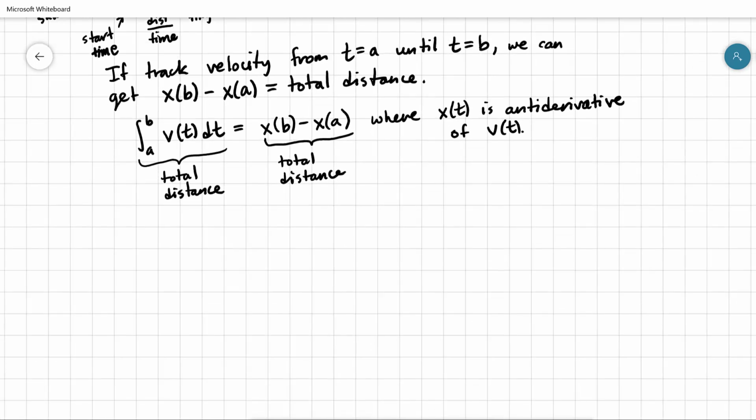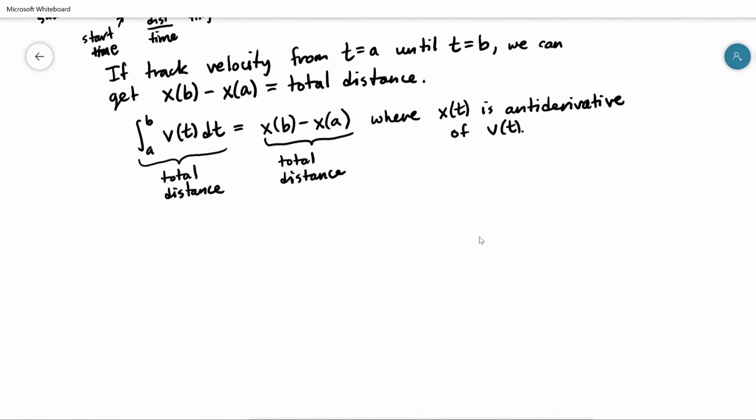Okay, hopefully this makes sense. This is the computer keeping track of your speedometer at every instant in time, and then multiplying it by however long has elapsed, times that velocity, to get a little tiny distance, adding up all these little tiny distances to get a big total distance.